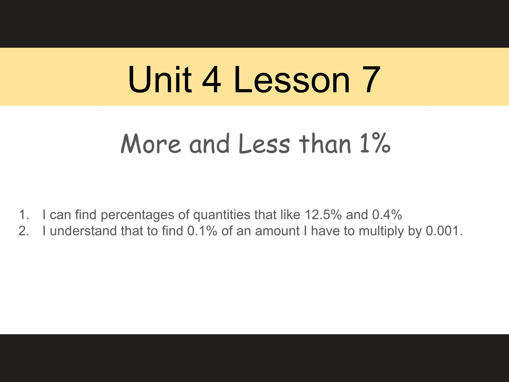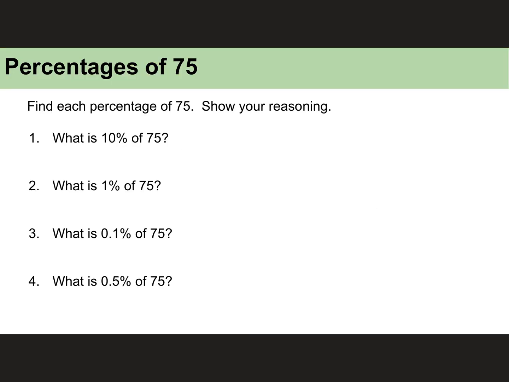Okay, so this is Unit 4, Lesson 7. Today we are going to look at percentages that are more and less than 1%. The learning goals are to find percentages of quantities like 12.5% or 0.4%, and to understand that if you're trying to find 0.1% of a quantity, you have to multiply by 0.001. Okay, so let's break this down by steps.